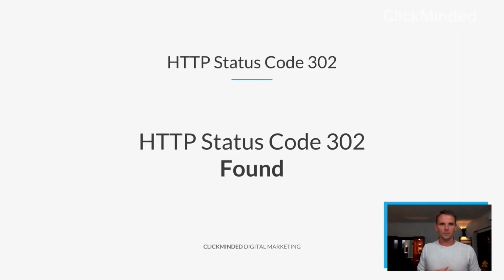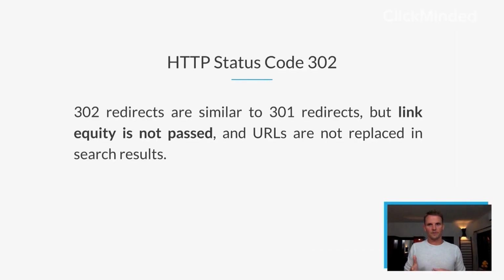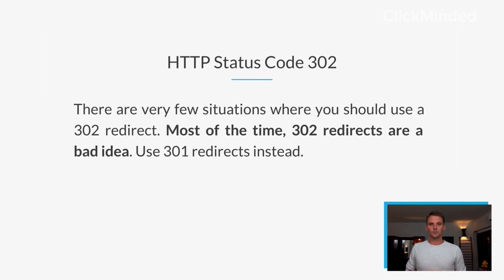HTTP status code 302 Found. The 302 Found, or 302 redirect as it's colloquially known, is similar to a 301 redirect, but link equity is not passed here, and URLs are not replaced in search results. In general, a 302 redirect is not good. There are very few situations where you'd want to use a 302 redirect. Most of the time, 302 redirects are bad ideas.